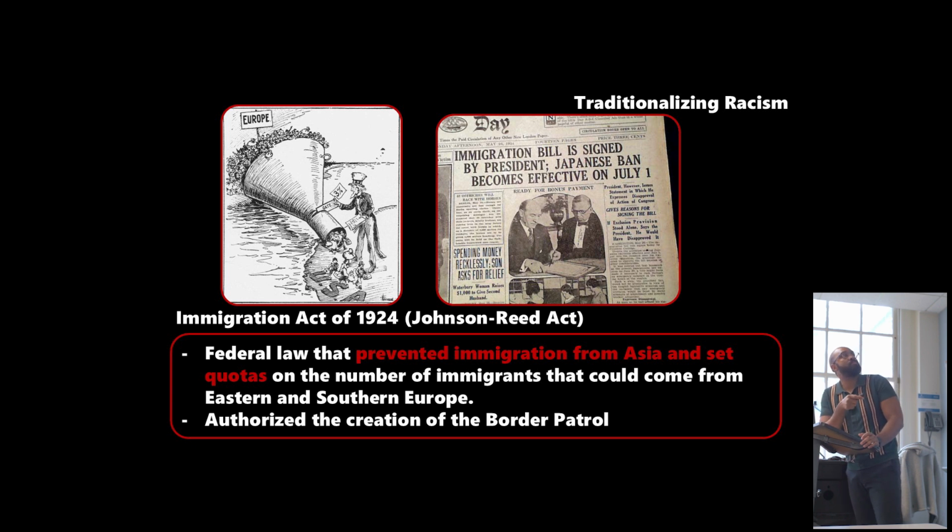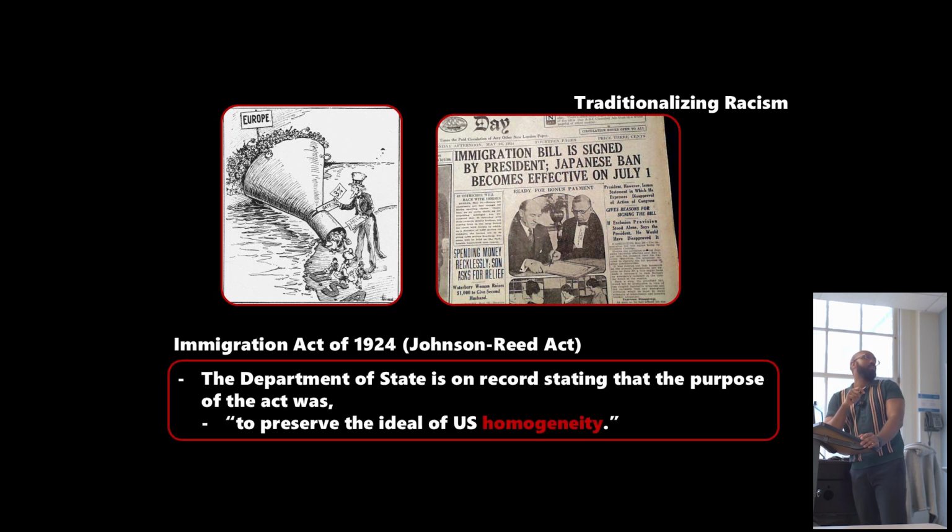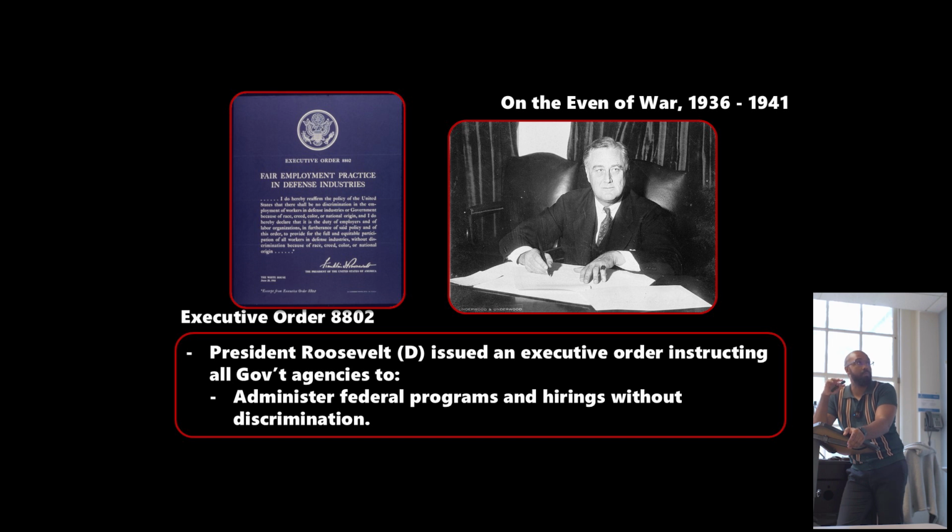Okay, so you can see this paper here. This paper was published May 26, 1924. Immigration bill is signed by president. Japanese ban becomes effective on July 1st. Okay. So basically, the federal government was very explicit about why they're even passing this. They go on record, literally saying that the goal of the passing of this act is to preserve the ideals of U.S. homogeneity. Okay? And in this case, U.S. homogeneity is really just white homogeneity. Okay?